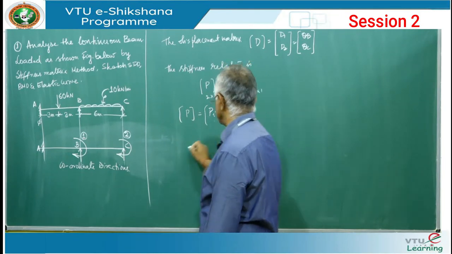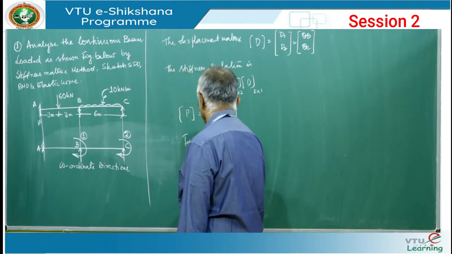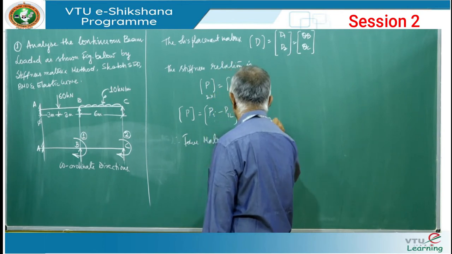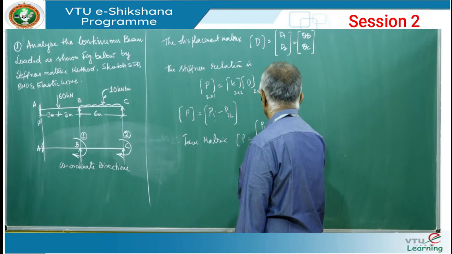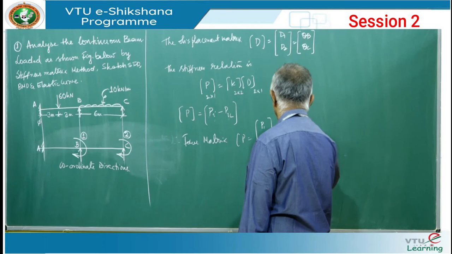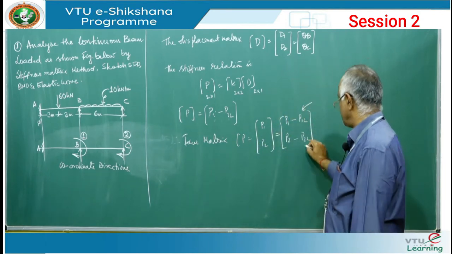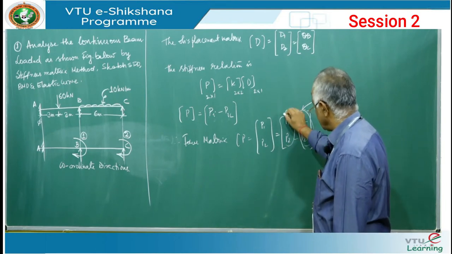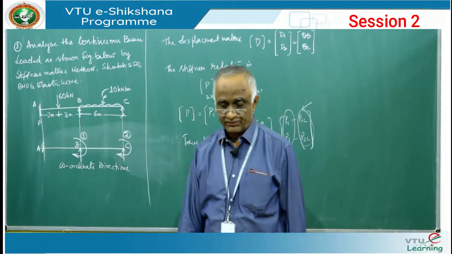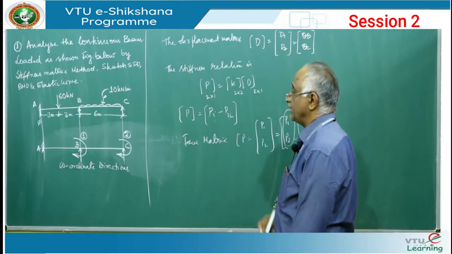The force matrix P will be equal to P1 and P2. That is to be found out as P1 minus P1L, P2 minus P2L. The second terms are all due to the applied load. The first terms are any particular couple applied at B and C along the coordinate directions 1 and 2, which needs to be considered. Now to find P1L and P2L, I have to find the fixed end moments.